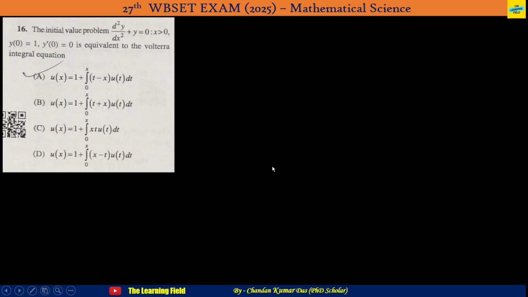Now next question. This question is from integral equations, and the question says that the initial value problem d2y by dx2 plus y equals 0, x greater than 0, y(0) equal to 1 and y dash (0) equal to 0, is equivalent to the Volterra integral equation. There are two ways we can solve this question. The first is to integrate this to get the correct answer, or you can check the options. If we just differentiate each option one by one, we can check it against the given differential equation.